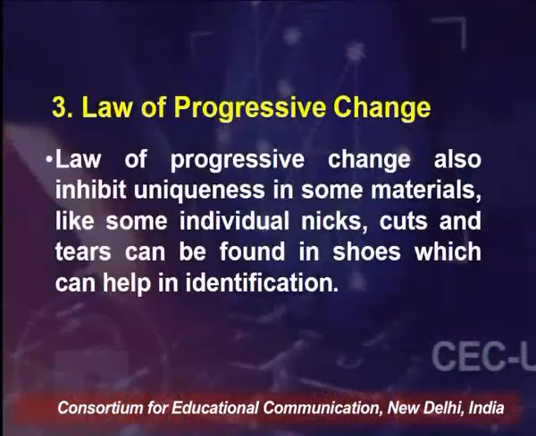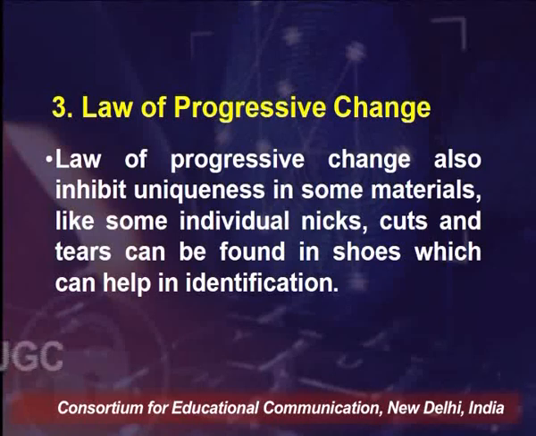The law of progressive change also explains uniqueness in some materials, like individual nicks, cuts and tears that can be found in shoes, which can help in the identification of that particular shoe or that particular tire. For example, we have a tire and a shoe which are manufactured by the same company. They have the same class evidence. But with the law of progressive change, there might be some nicks and cuts in the tires or in the shoes which may individualize that particular shoe or tire and help in individualizing that particular evidence.